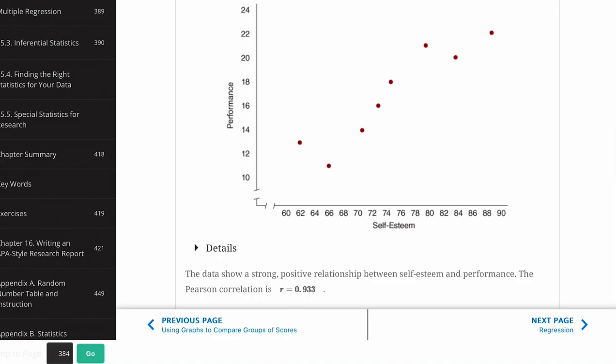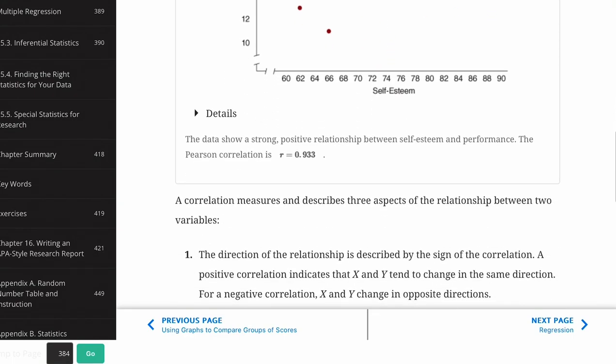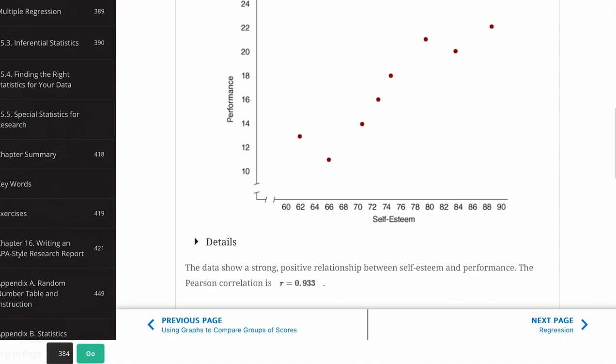Again, the self-esteem is along the x-axis, the task performance is along the y-axis, and you can see all the data points. So the person with the self-esteem score of 62 scored a 13 on performance. The person with a score of 66 on self-esteem scored an 11 on performance. And so they make a data point for each participant that shows both scores, and then you can see how the data is shaped, and you can see this is a positive relationship again. Oh, there's the value down there at the bottom. The R is 0.933. That's what I thought. So it's a very strong positive relationship.